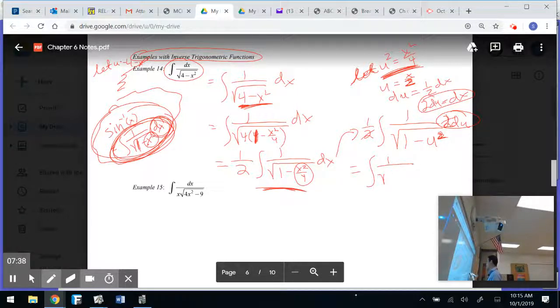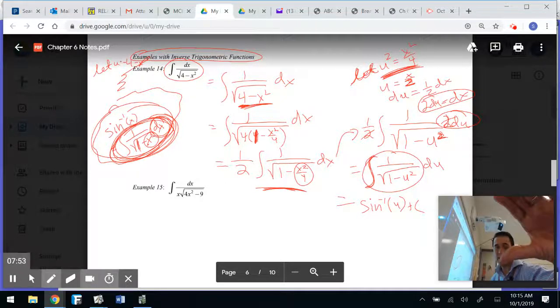And then, oh, are you serious right now? That is exactly what I wanted. That means that antiderivative, that's beautiful. That's what I wanted. That's inverse sine of u plus c, because it's an indefinite integral.